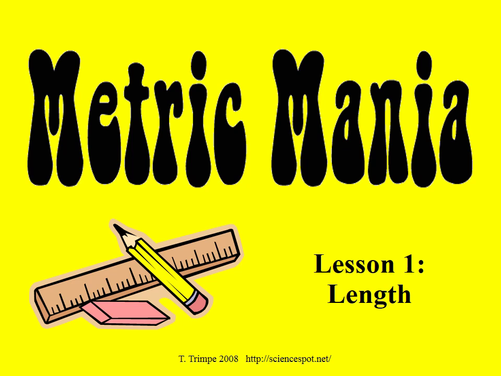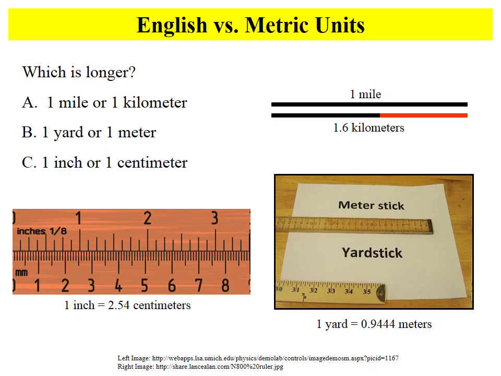So the first lesson here, number 1, is going to be for length. Here we have English for metric units. Like we talked about, we use metric in science because the rest of the world does. Just for comparison though, here it is with the English system. This is actually number 1 on your sheet, which is longer.